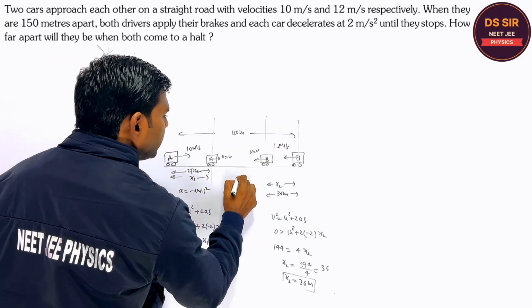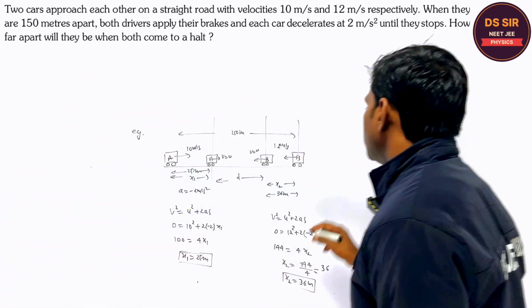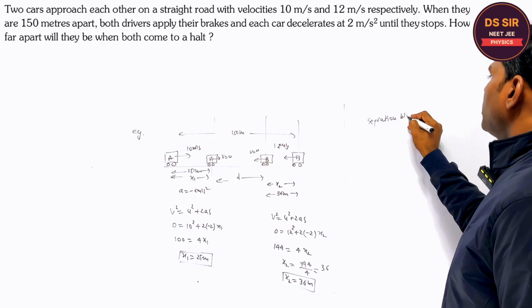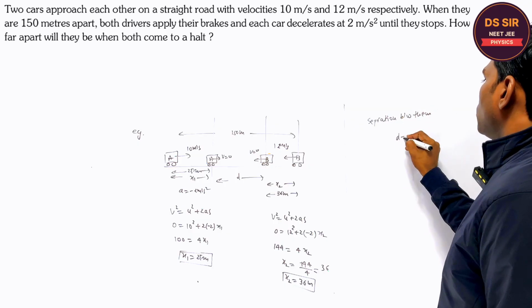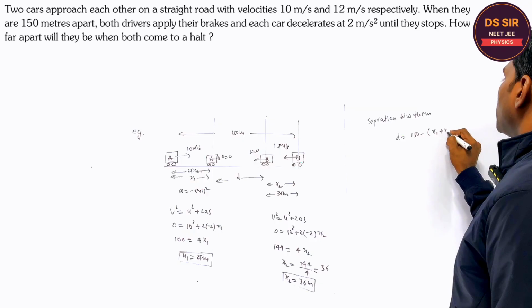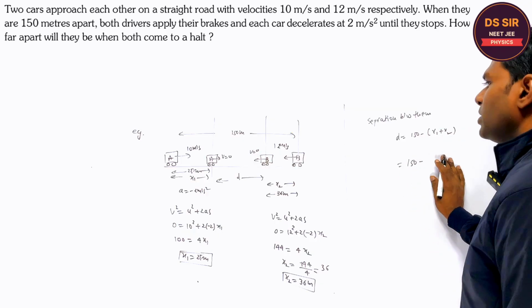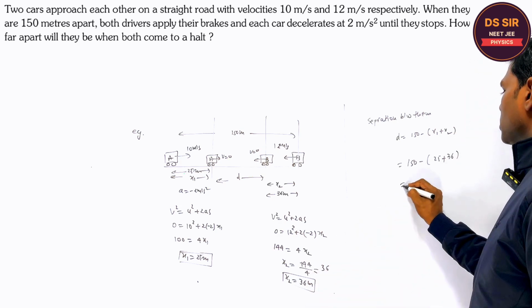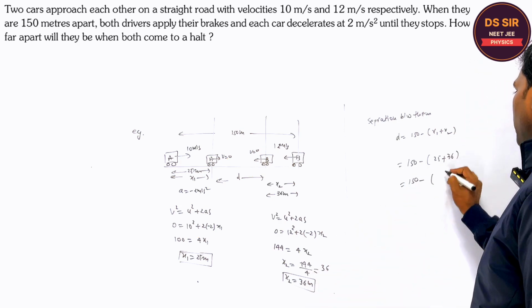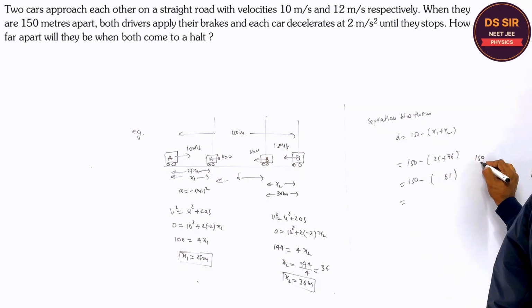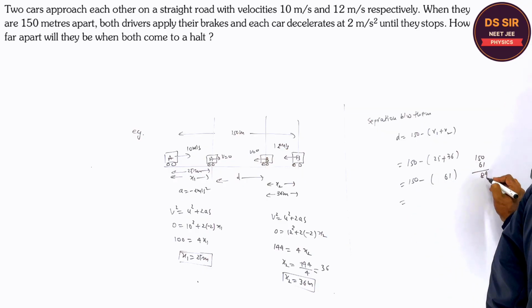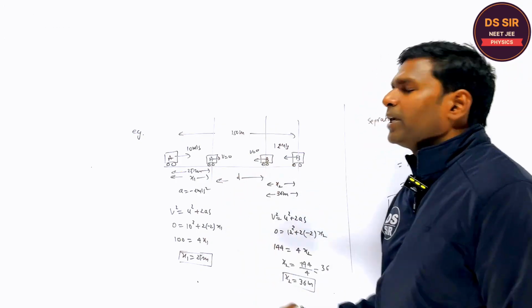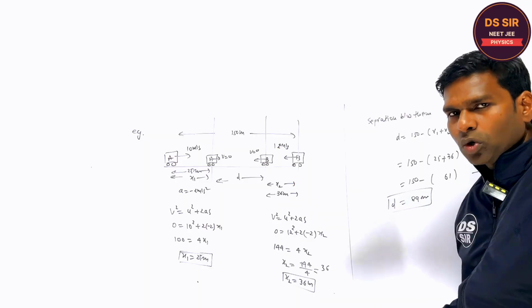So what is the separation between them? Can you find? Yes. So the separation between them, d is equal to 150 minus x1 plus x2. 150 minus 25 plus 36. 150 minus 61, which is 89 meter. So the separation between them will be 89 meter when both are stopped, right?